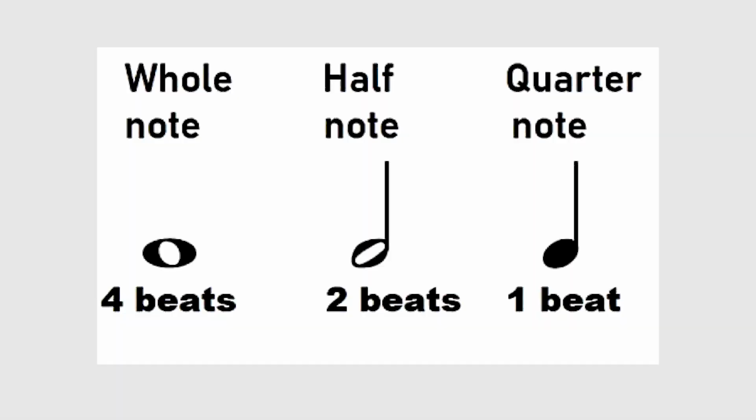Now, as you can see, there is a whole note. And this is the last one we're going to go over right now. And a whole note is 4 beats long. So 1, 2, 3, 4, or with the guitar, just picking the same note, 1, 2, 3, 4, over and over again. It lasts the entire 4 beats.